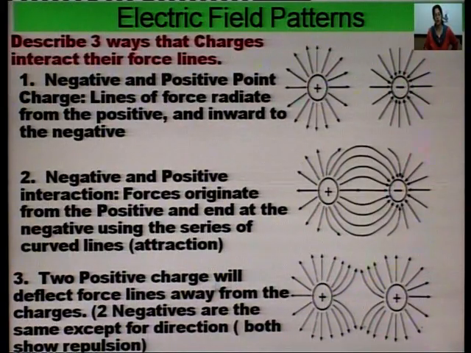Two positive charges: if two similar charges are either two positive or two negative, then there is a repulsive force and these lines of force go away from the charges. Two negative charges are the same except for the direction. For negative, the direction of the arrows will be inwards, and the rest everything will be the same.